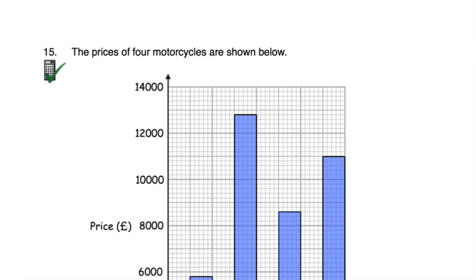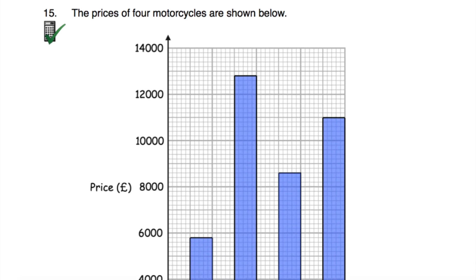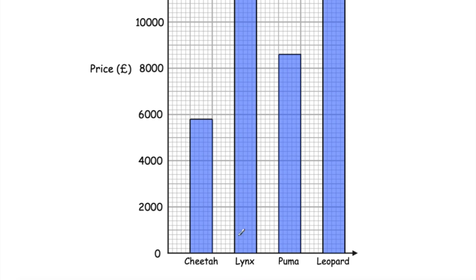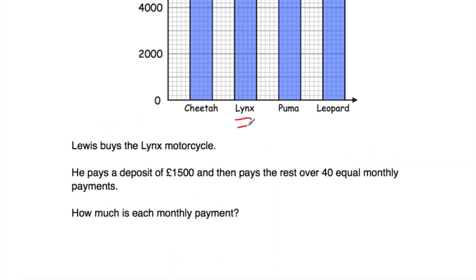So question number 15 says the prices of 4 motorcycles are shown below. So we've got the prices of these motorcycles. So we've got a cheetah, a lynx, a puma, and a leopard, and we've got their heights, and that'll tell us the price of each of them. And we're told that Lewis buys a lynx motorcycle. So he buys a lynx motorcycle, this one, and he pays a deposit of £1,500 and then pays the rest over 40 equal monthly payments. And we've been asked how much is each monthly payment.